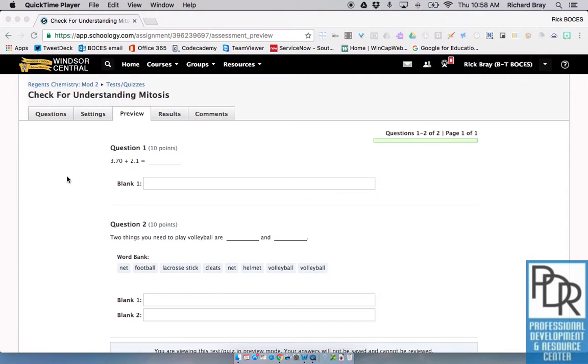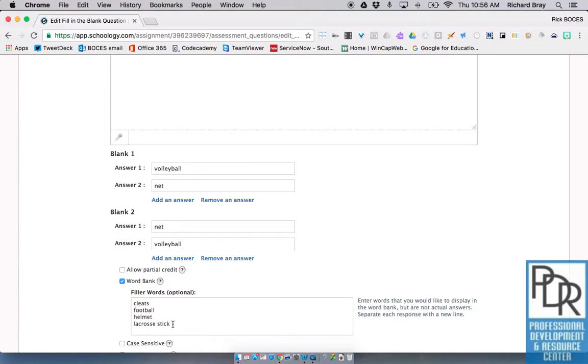For example, here's what that same question looks like to a student. You can see two things you need to play volleyball are blank and blank. I have 2 blank answers. And if you notice in my word bank, the words net and volleyball both show up twice. So yeah, a little tricky. But there you go, that's how to put multiple answers into a fill-in-the-blank question.